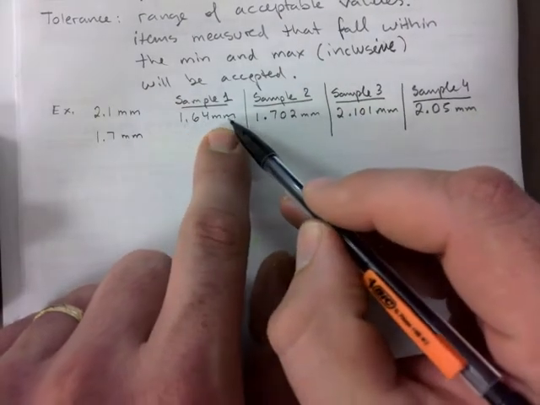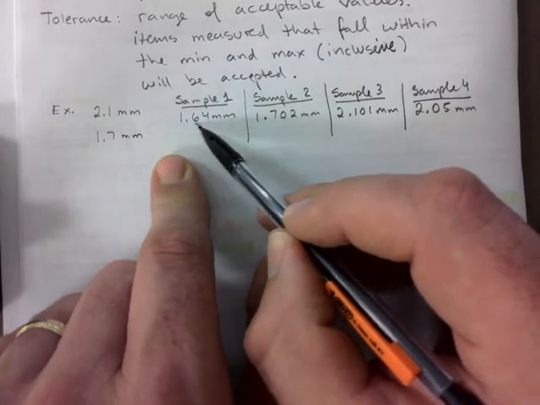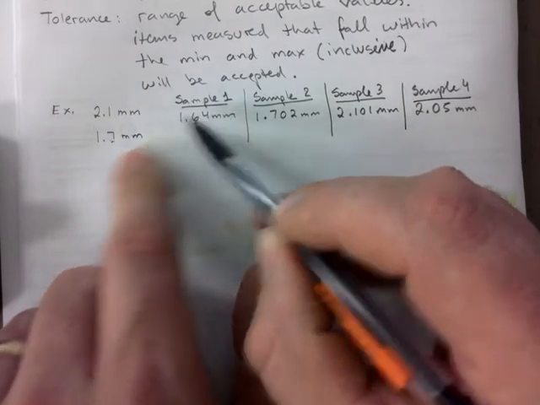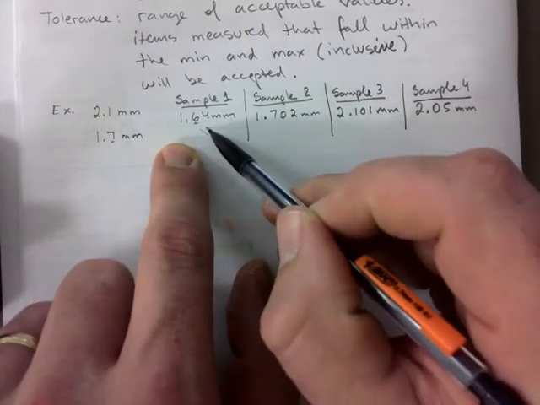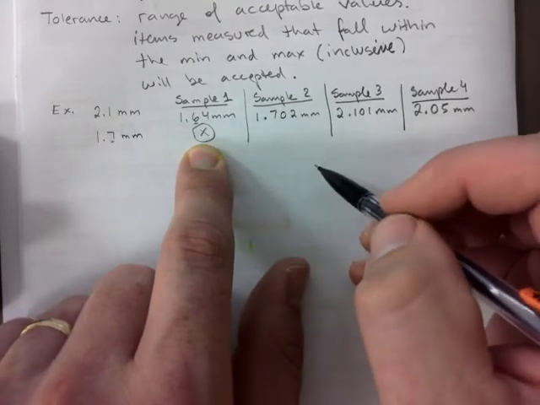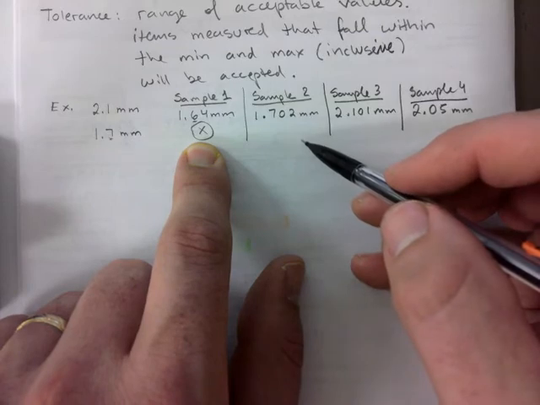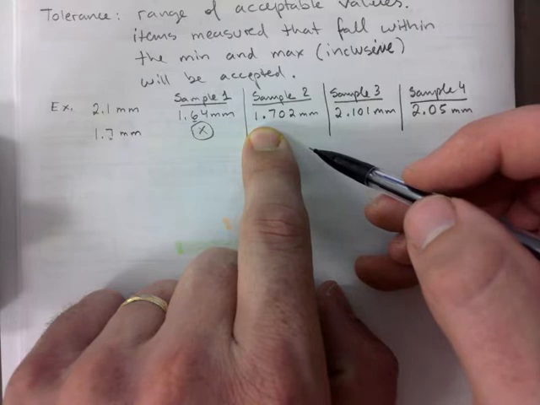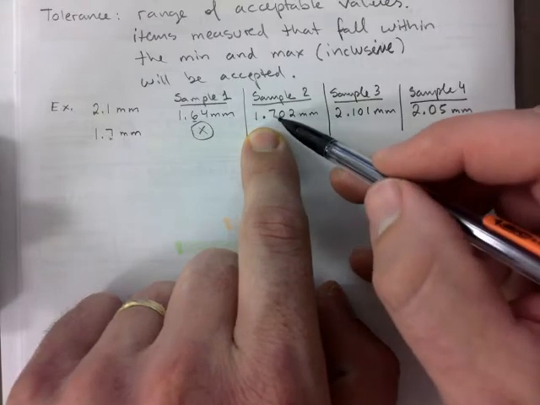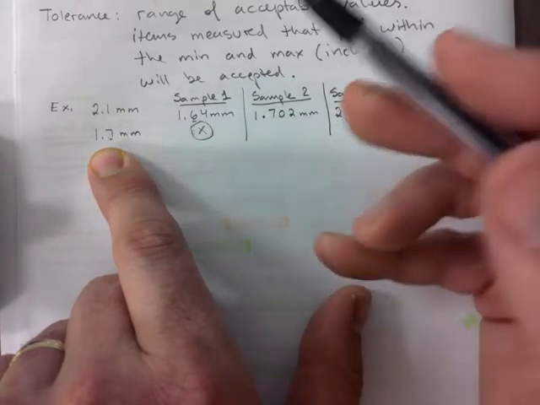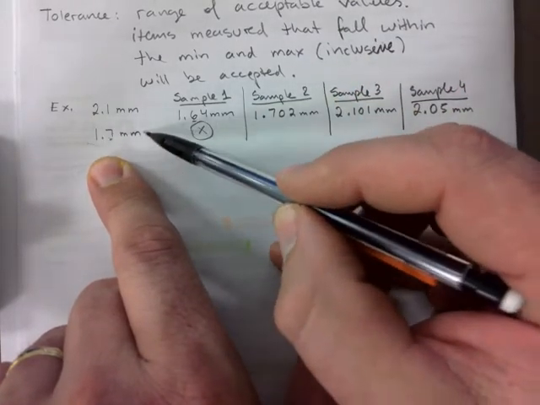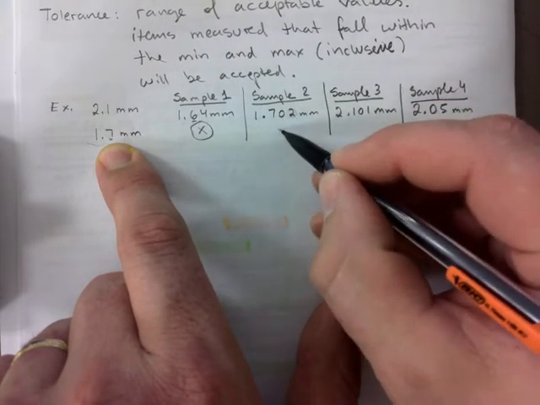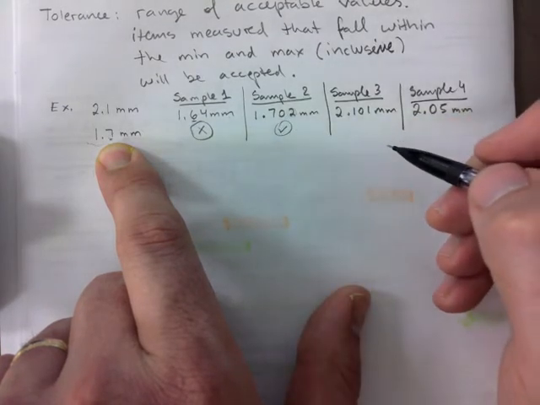So 1.64 millimeters, focus on the 6, right? It's lower than your minimum, right? This is lower than the minimum acceptable value, so this one would fail. This would not pass the test. What about sample 2? Did that pass? If it's on this or greater, you're fine, because this is the smallest thickness that is allowed, and it's actually a little bit bigger. So in this case, it's a check.